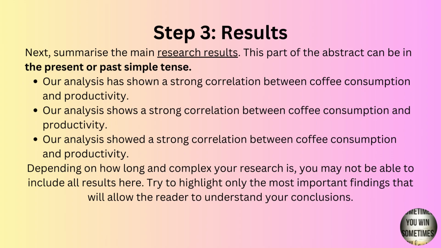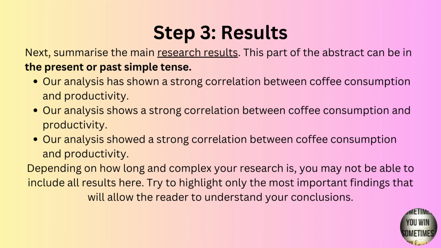The next step is about results. This step summarizes the main research results. This part of the abstract can be in the present or past simple tense. For example, number one, our analysis has shown a strong correlation between coffee consumption and productivity.